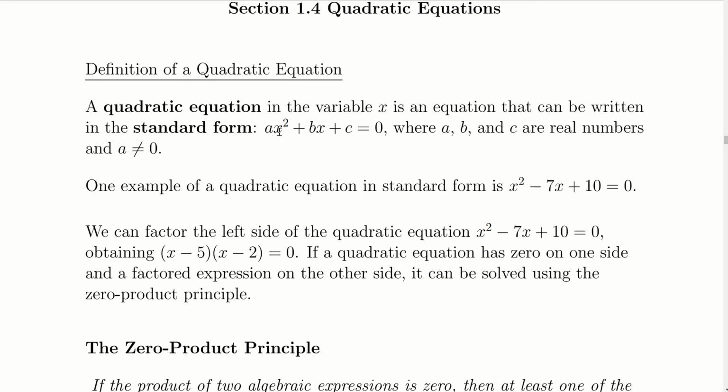Typically in standard form, what that means is we have all of the variables on the left-hand side written in terms of decreasing powers of x and 0 on the right-hand side. A simple example of this would be x squared minus 7x plus 10 equals 0. This is a quadratic equation in standard form. The coefficient a, which is the coefficient of x squared, is 1. B would be negative 7, and c would be equal to positive 10.